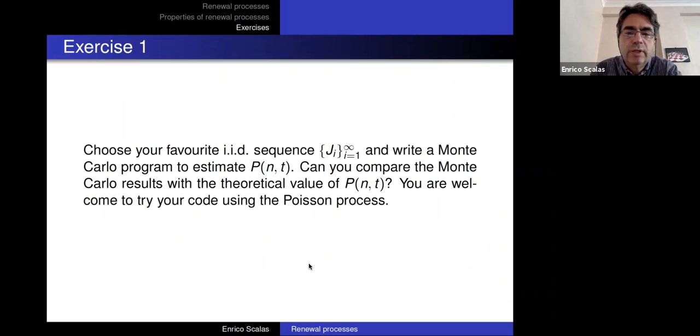And now let us come to the exercises. Choose your favorite independent and identically distributed sequence and write a Monte Carlo program to estimate the counting probability, so the probability of having 0 events, 1 event, 2 events, etc. You have to run the simulation of the counting process up to a certain time t many times, and then you make a histogram of the values of the number of events that you find between 0 and t. Then you can compare the Monte Carlo results with the theoretical values of p_n(t). You can try your code using the Poisson process. We have yesterday already written a program that simulates the Poisson process, so you might use that particular code.